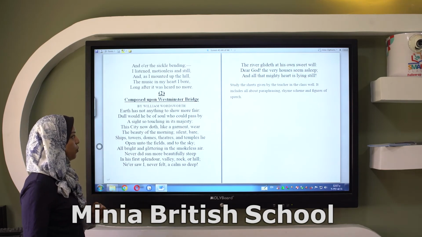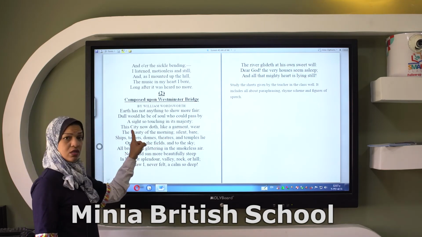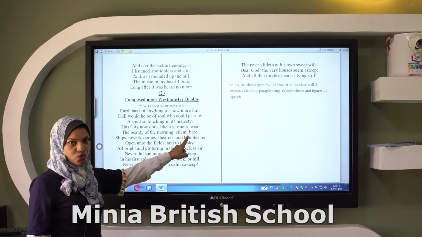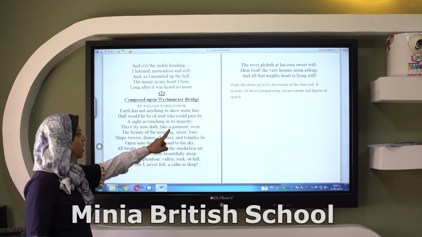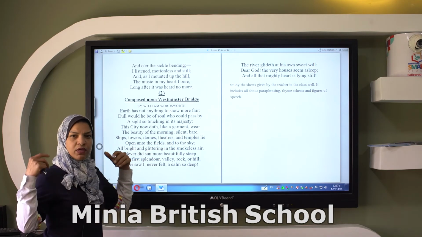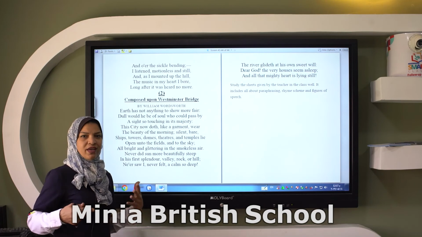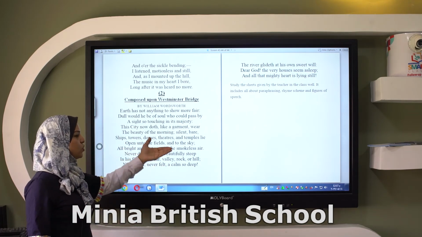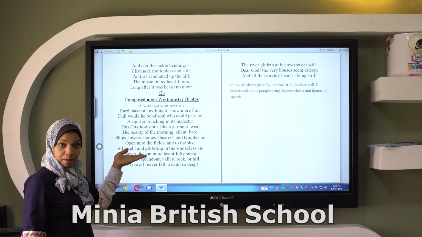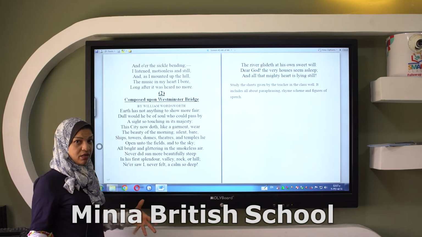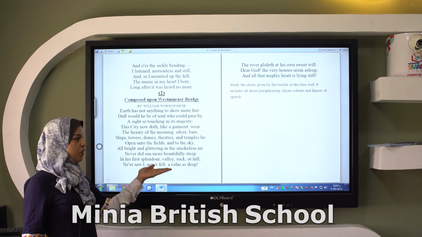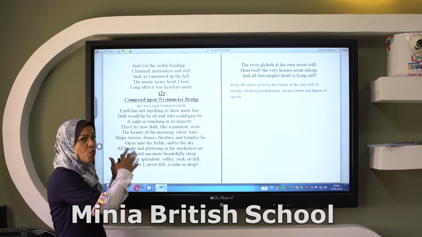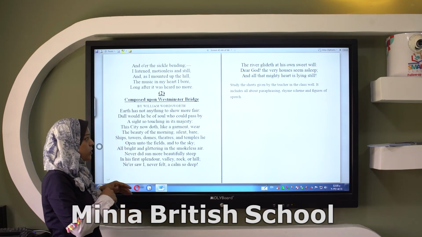The city now doth like a garment wear. What does the city do? The city wears, and cities do not wear clothes, by the way. Like a garment, and a garment is something that people wear, so it's like a cloak or something like that. The beauty of the morning silent, bare. So he is telling us that the city is wearing something. What is the city wearing? The city is wearing the beauty of the morning. So we have so many figures of speech in these lines.